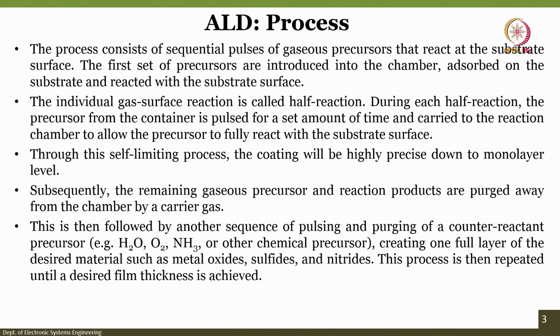The process consists of sequential pulses of gaseous precursors that react at the substrate surface. The first set of precursors are introduced into the chamber, adsorbed on the substrate and reacted with the substrate surface. So, we need to understand how this process works. Like I said, it is sequential pulses of the gaseous precursors, and the first set of precursors are introduced and adsorbed on the substrate, and then it is flushed, then the second set of precursors are introduced.